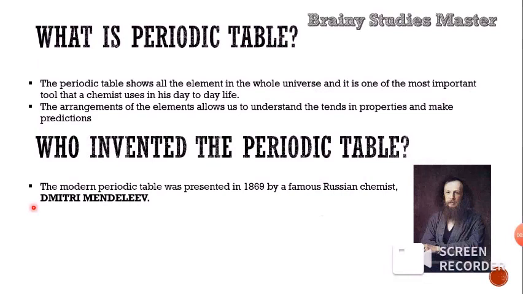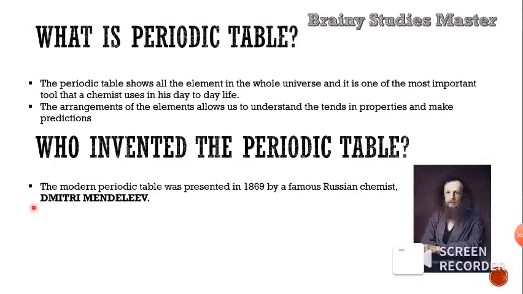So, what is a periodic table? Many of you might know what a periodic table is, but the periodic table shows all the elements in the whole universe, and it is one of the most important tools that a chemist uses in his day-to-day life. It is an important table which shows all of the elements in the whole universe. The arrangement of the elements also allows us to understand the properties and make predictions. The place where the elements are arranged lets us understand better the properties of the elements.